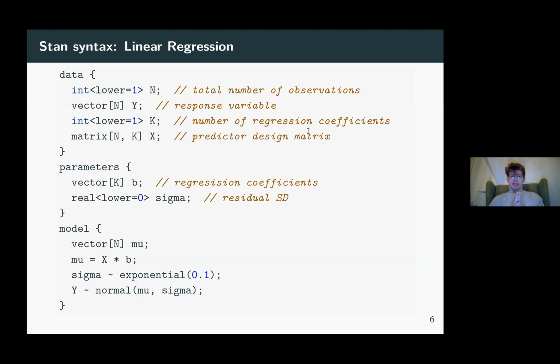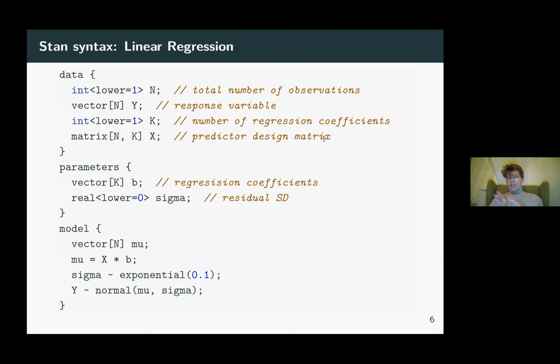If we were to specify linear regression, we need a couple of data. For example, we need the total number of observations, which I'm calling n here, an integer with a lower value of 1, because we would need at least one observation to do anything sensible. We need a response variable, the variable being predicted. I call that y, a vector of length n. We need a number of regression coefficients, I call that k, and we need a predictor design matrix, which contains our predictor values as columns. In the columns are the predictor variables, and the rows are the observations. So that's one way to realize linear regression.